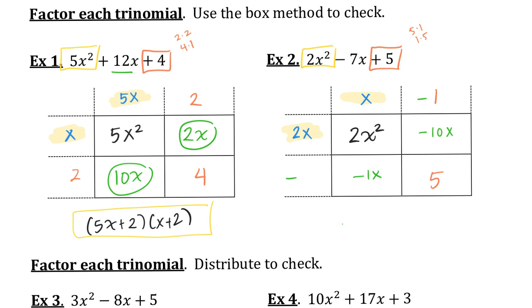Let's make this 1. Let's make this 5. Okay, now it still equals 5. This times this still equals 5. But now my like terms are messed up. So let's try them again.